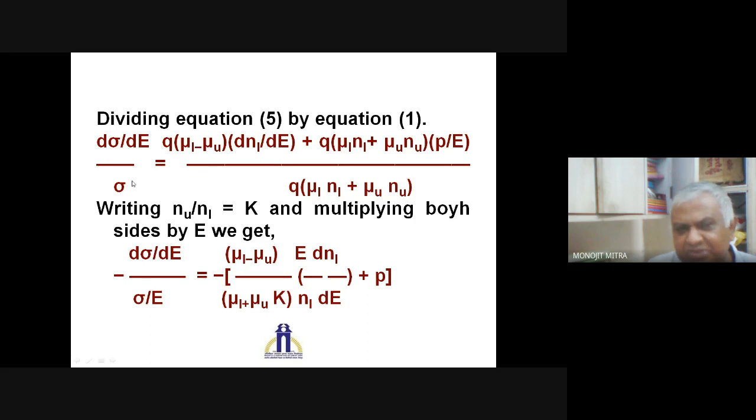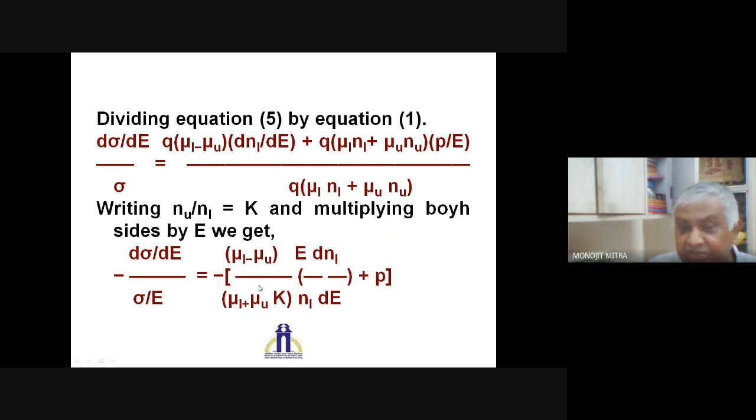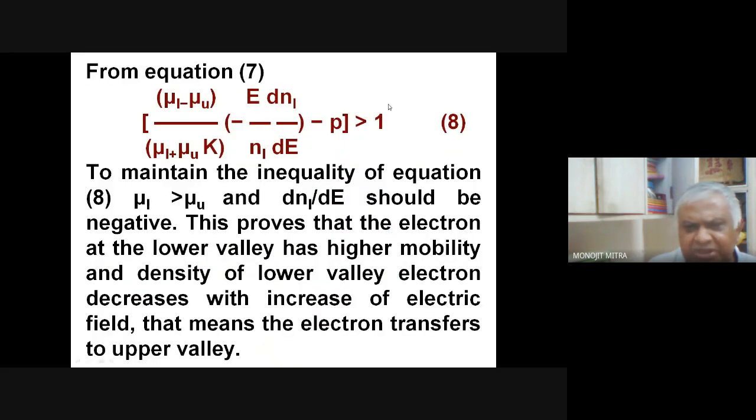In the next step, we have multiplied E on both sides, then divided by that E. I have written here sigma by E, and I have written minus on both the sides. So d sigma by dE, sigma by E, which was there here, should be greater than 1, which means your right hand side equation must be greater than 1, because this left hand side should be greater than 1 as it is an equation. So right hand side must be greater than 1. That I have written in the next slide as equation 8.